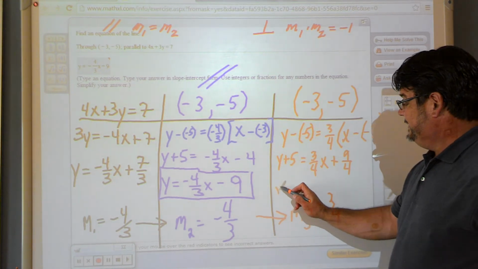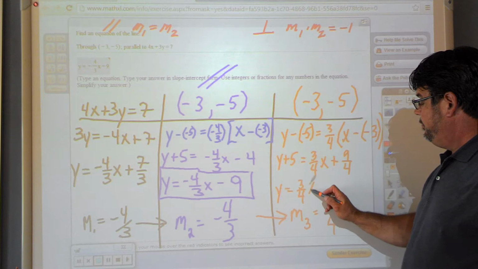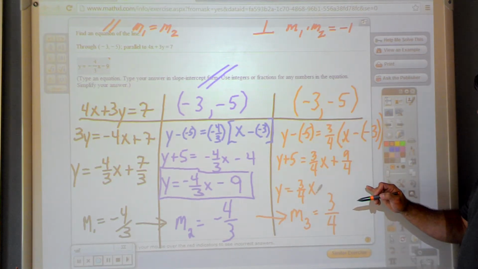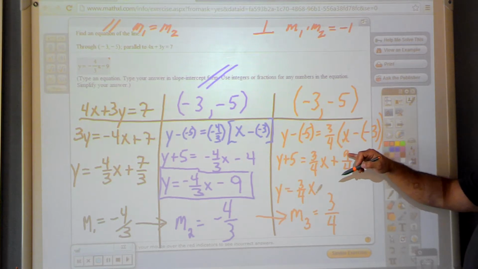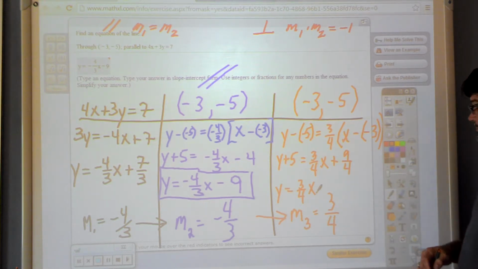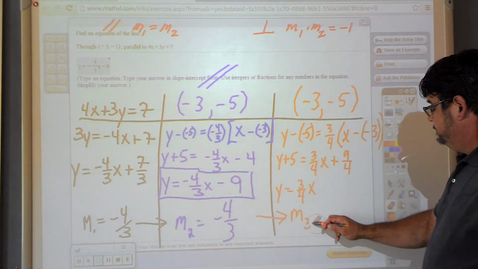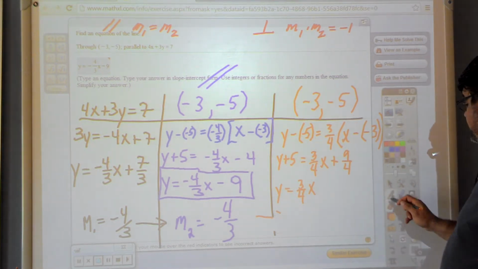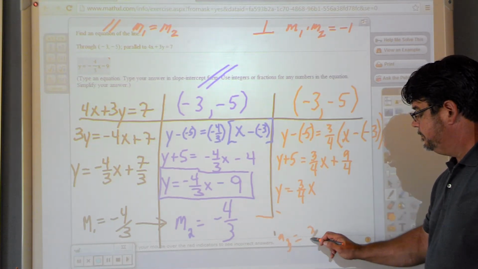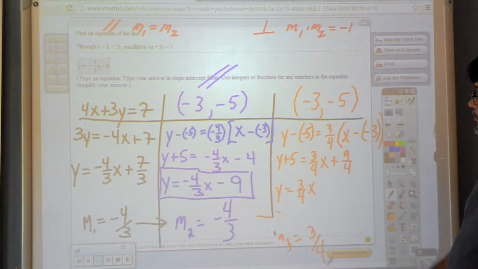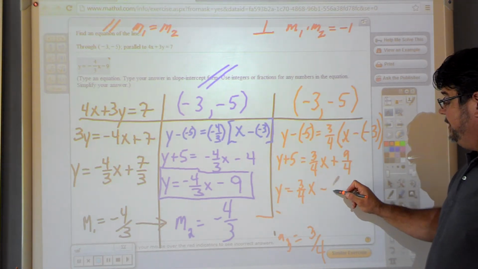So y is equal to 3/4 x plus 9/4. I'm going to bring this 5 over. So what's 9 minus 20? -11/4.